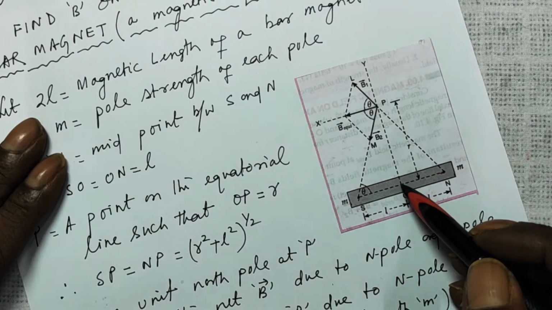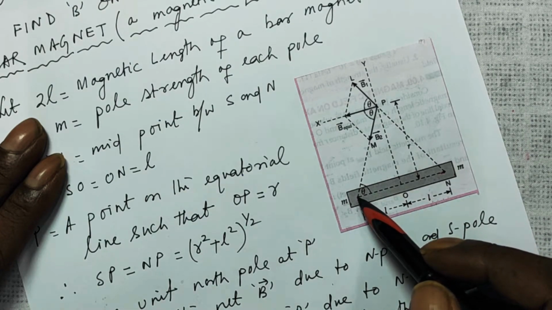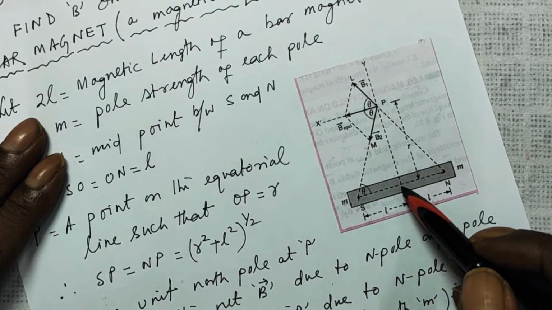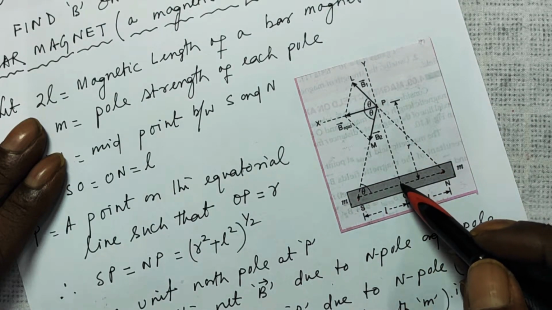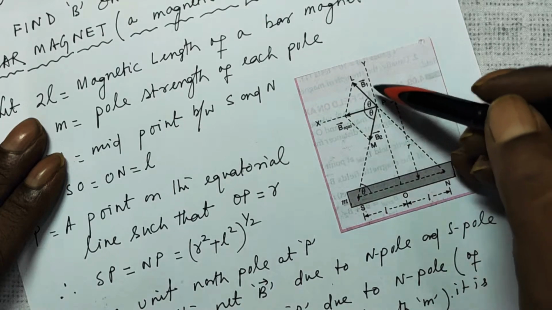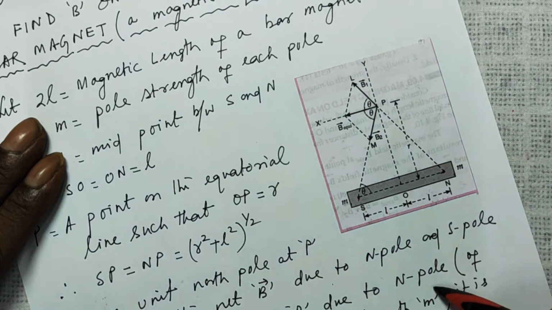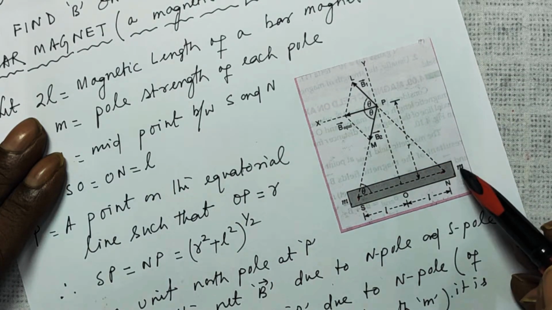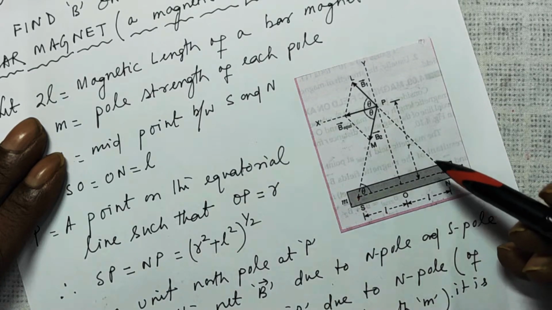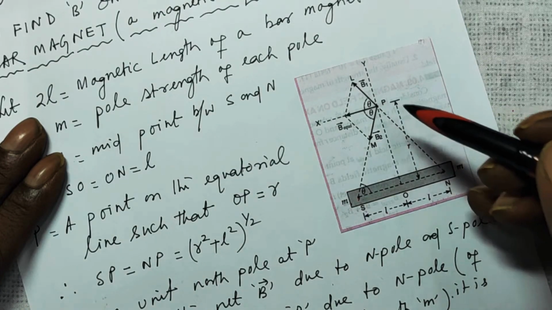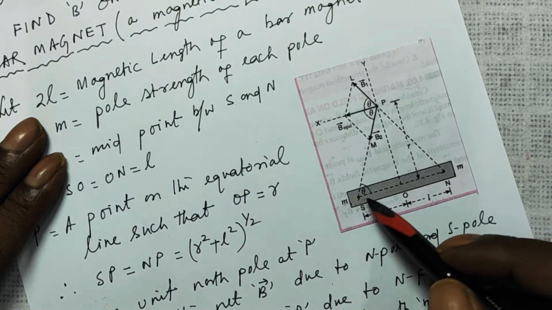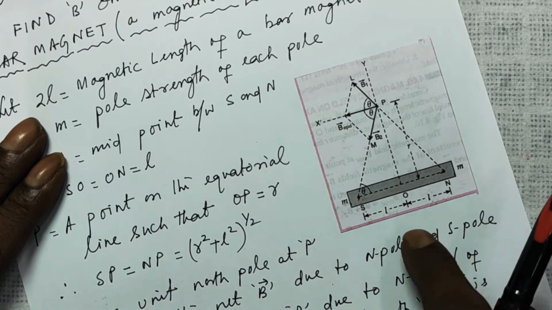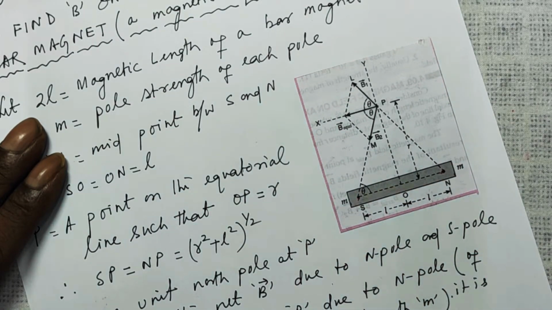So O is the midpoint of the south pole and the north pole. From here I have drawn a perpendicular bisector from the point O. Therefore this y-axis, which is the perpendicular bisector of this line, is called the equatorial line. This is the point P where I am interested to find the net magnetic field due to these two poles, that is, as a whole due to the magnetic dipole.